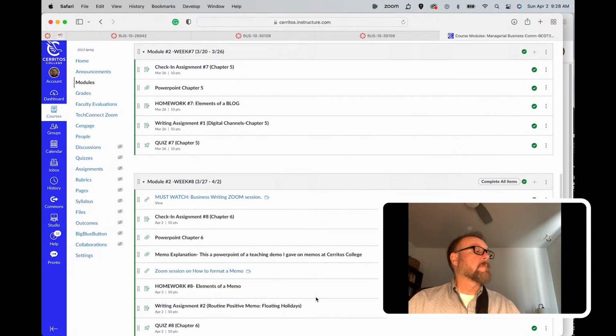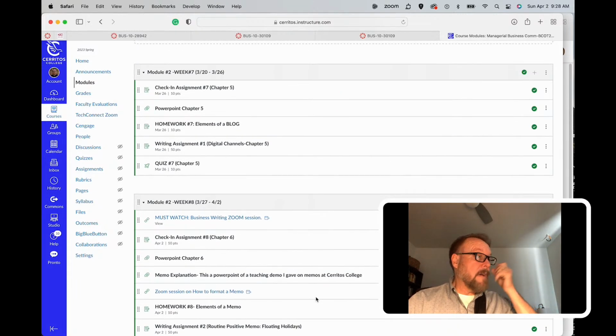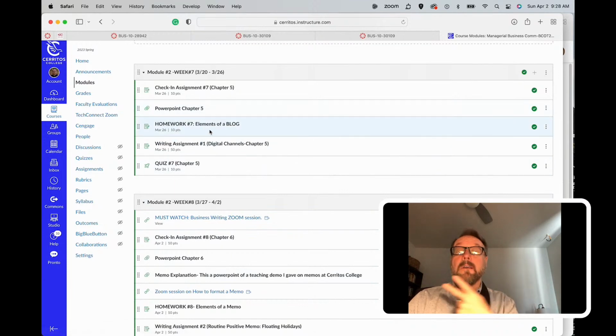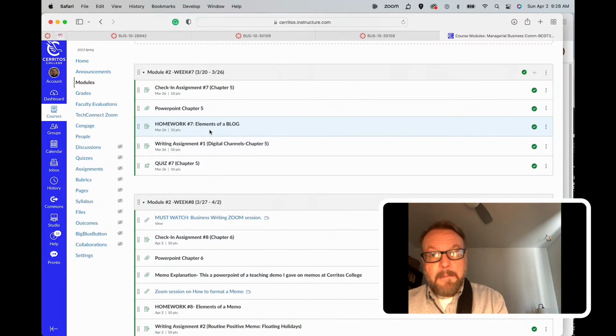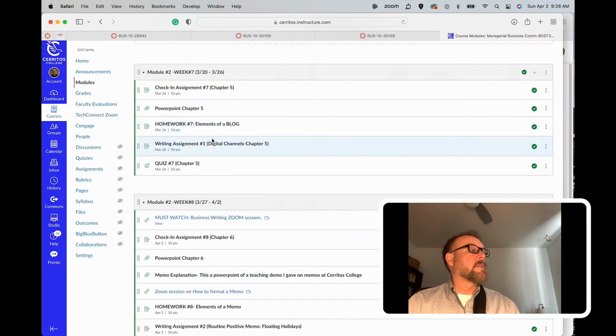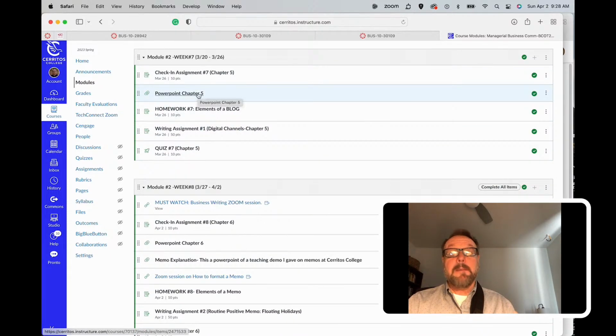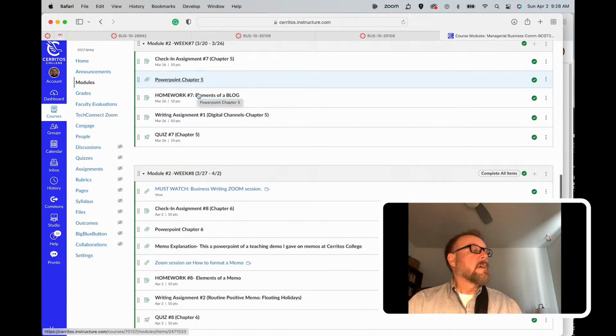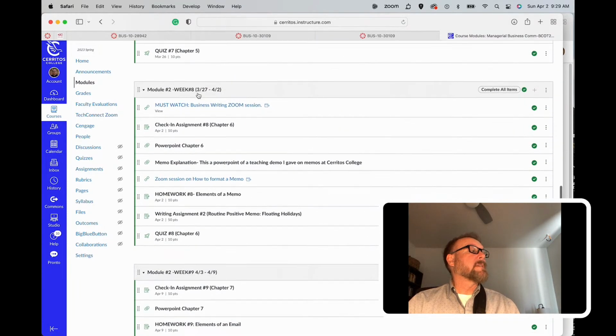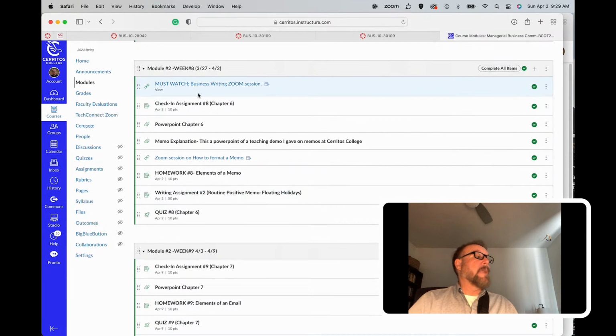That was last week, week number 7. So we looked at elements of a blog. In there, I give you 2 examples of what a blog should look like. So if you didn't make your blog look like that, make sure you go back and do that. You did your writing assignment number 1, and we looked at chapter 5, which was routine business messages and digital channels. Now we move into week number 8, and we're going to be looking at memos.